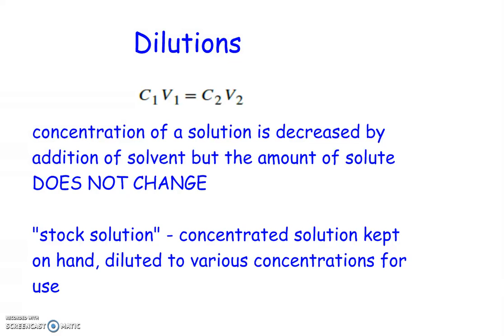The reason dilutions are so important is oftentimes we have what's called a stock solution, which is a concentrated solution that is kept on hand in a lab supply room. Instead of saving 10 different bottles of different concentrations, we have this stock solution that we can then dilute to whatever concentration we need for a particular solution or for a particular experiment.